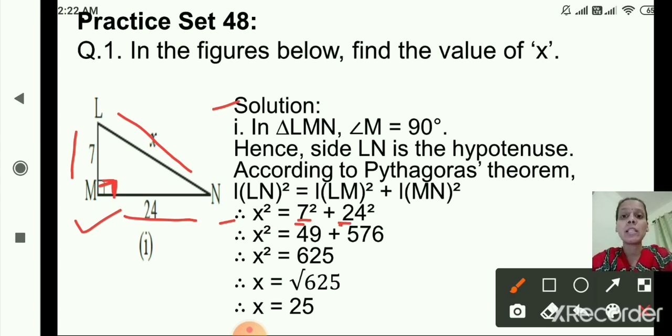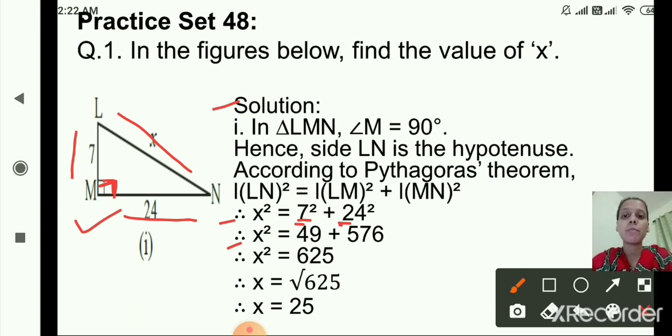Now for this lesson you have to learn all the squares from 1 to 25, because you have to find out square roots also. Now x square is equal to 7 square plus 24 square, right? Hypotenuse square is equal to the sum of the squares of the other two sides. Now we'll write down the squares. x square is equal to 7 square, which is 7 sevens are 49, and 24 square is 576. You will do this multiplication, 24 multiplied by 24, in your notebook. Square of 24 is 576.